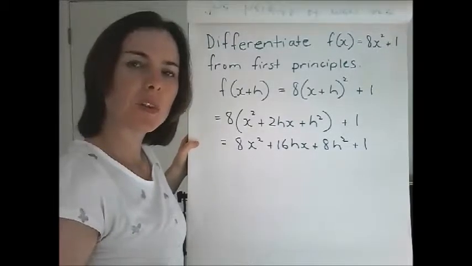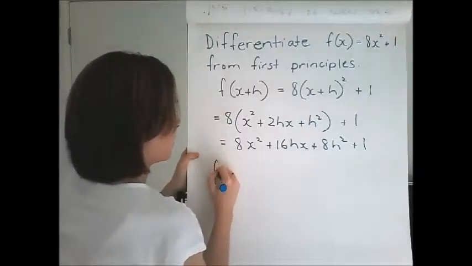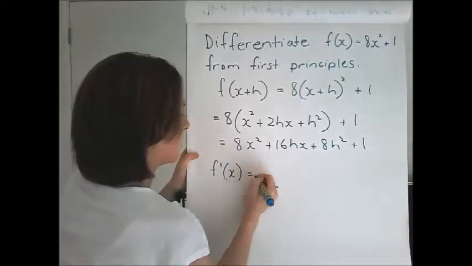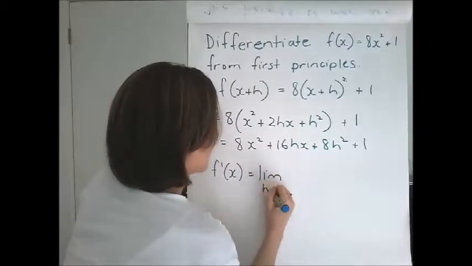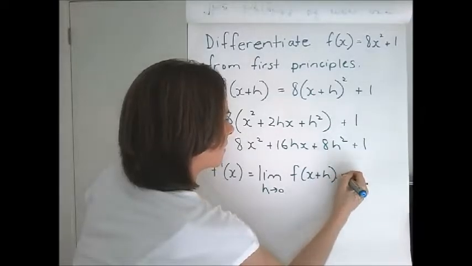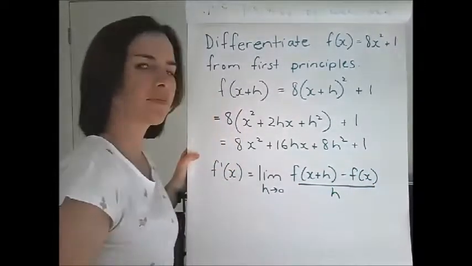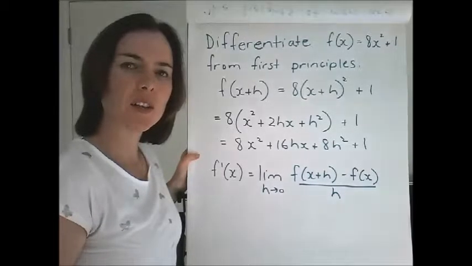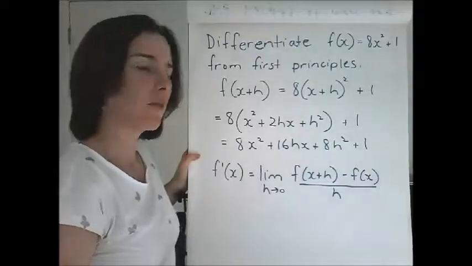So to put it all into the formula now for first principles, we want to find f dash x, and it's equal to the limit as h approaches 0 of f of x plus h minus f of x all over h. That's the formula that you'll always use for first principles. And now we sub into it whatever we have.